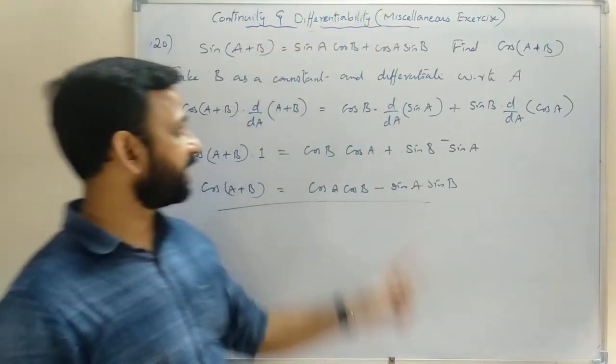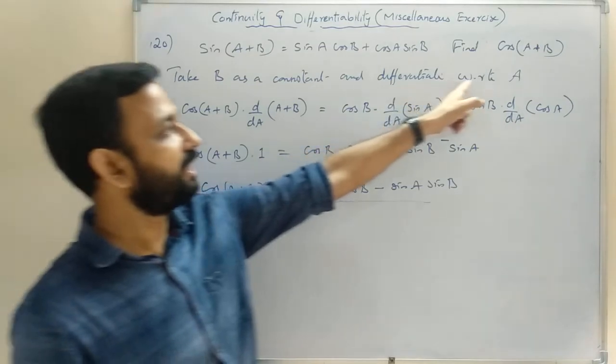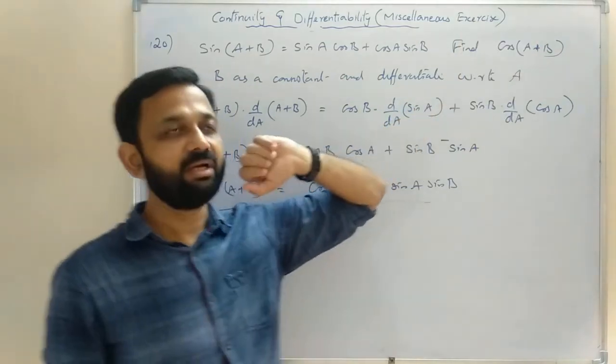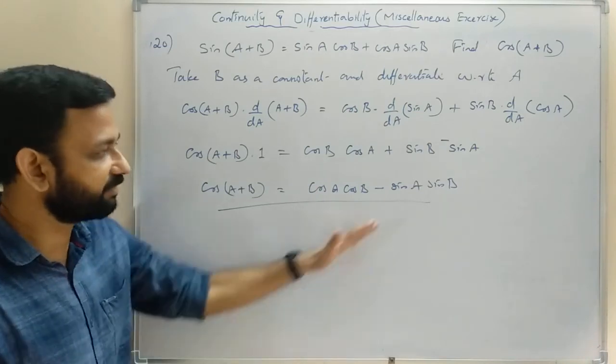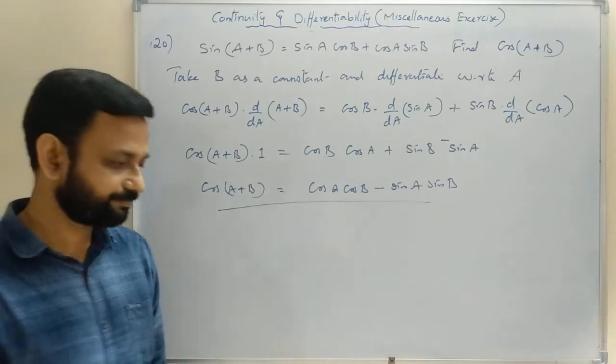So we got the result using this formula and differentiation. Here we have taken B as a constant and differentiated with respect to A. Or we can take A as a constant and differentiate with respect to B, and then also we will get the same result.